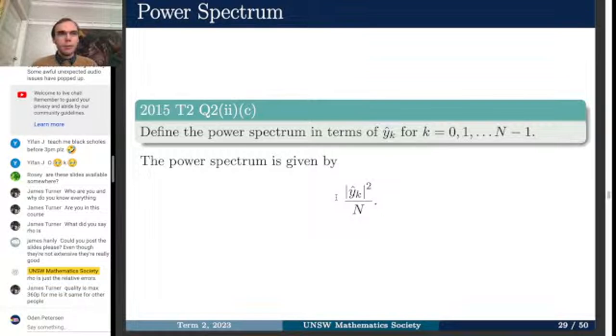And I guess the reason for normalizing it this way is so we can compare, if we have two different frequencies sampled at different rates, then potentially we might want to compare the power spectrum for both of them. And obviously, if there's a different number of samples, that will have an effect on how big you might expect it to be.